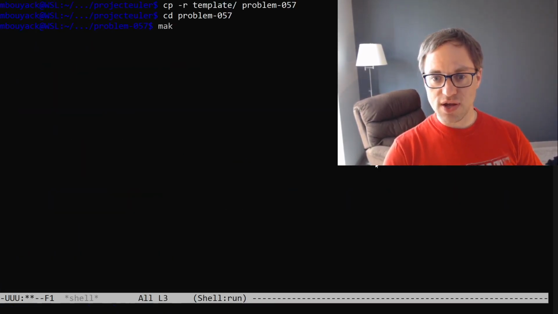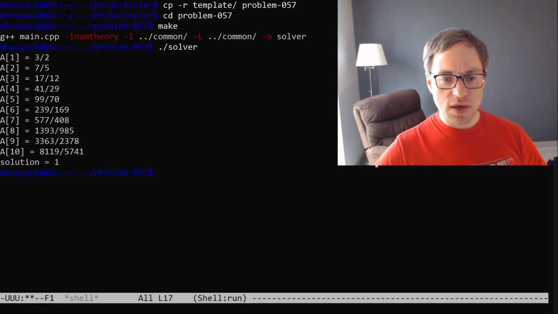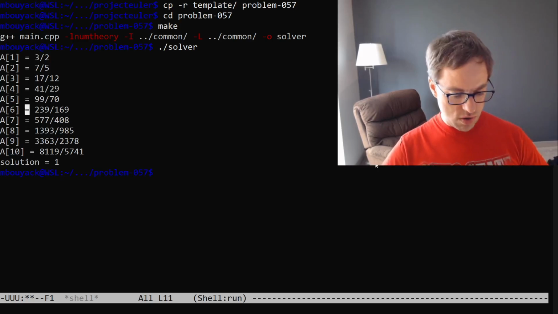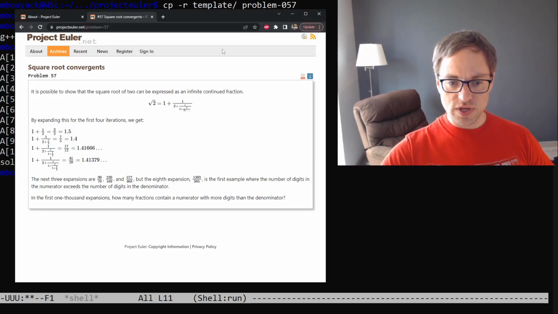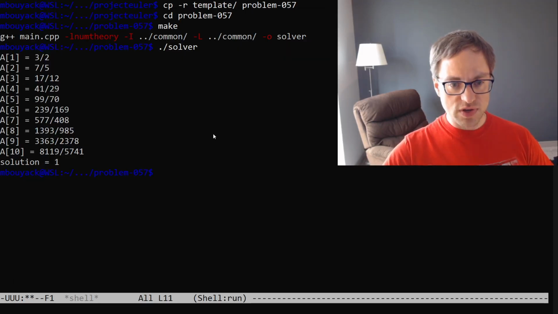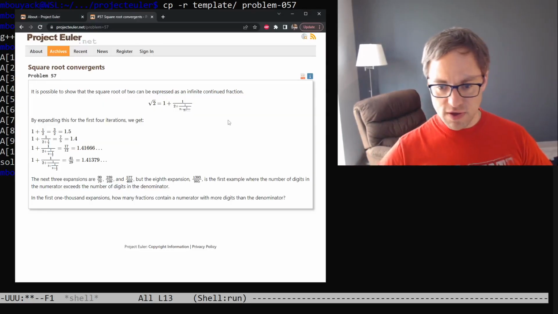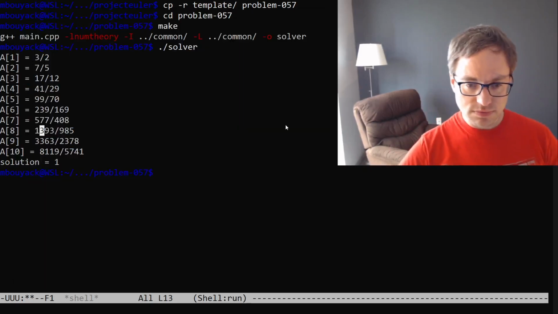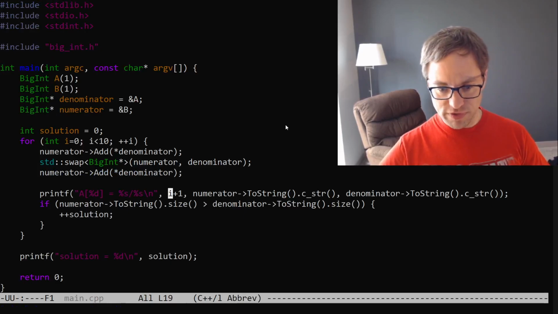Let's go back to our shell and make and run, and we can compare this list here to our problem description over here. And we see that the first few terms are 3/2, 7/5, 17/12, 41/29. And over here we have 3/2, 7/5, 17/12, 41/29, and so on. And we can see the 8th term here is the example that they give of the numerator having more digits than the denominator.